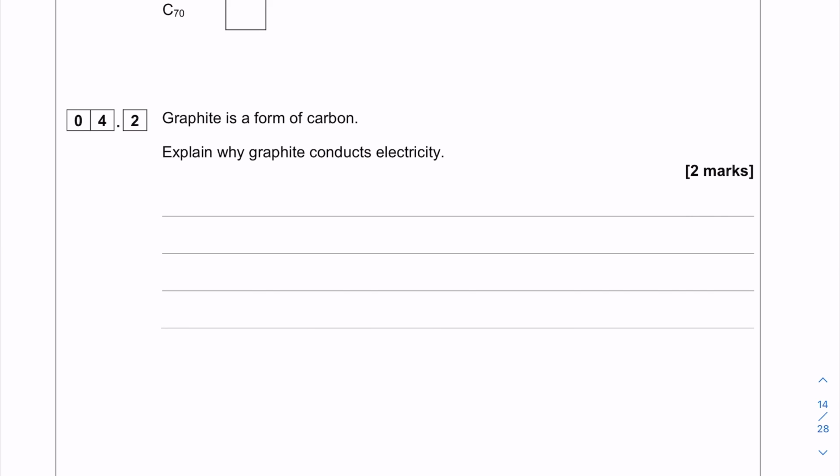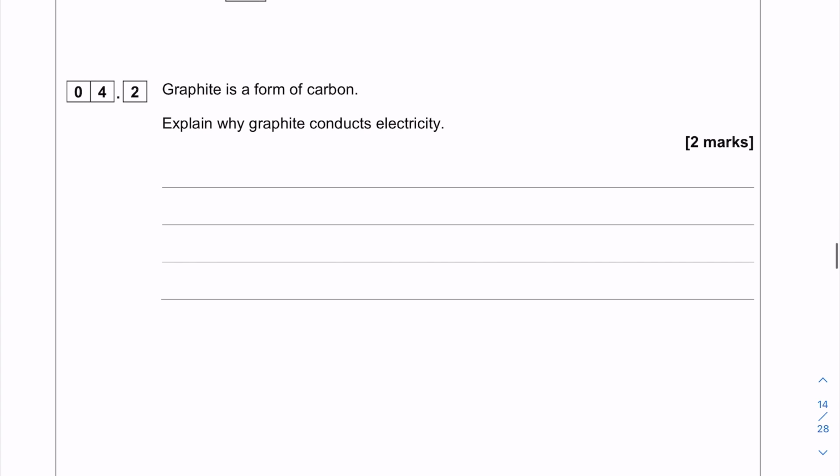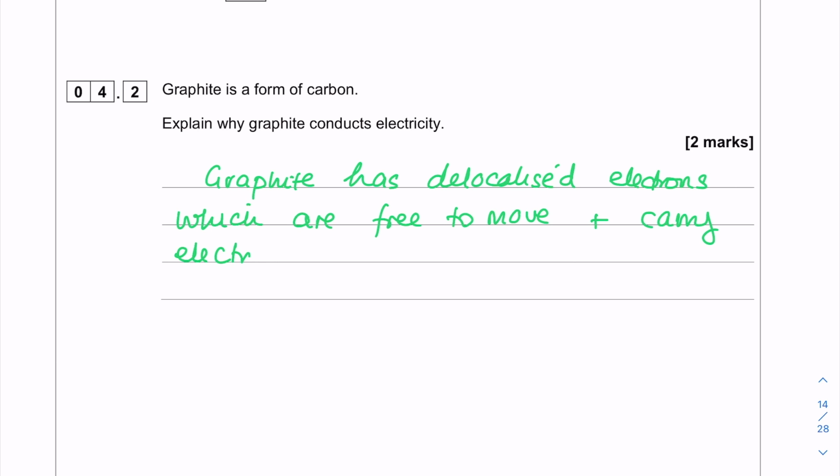form of carbon. Explain why graphite conducts electricity. Why? Because graphite has delocalized electrons, and what does that mean? Which are free to move and carry electrical charge through the structure.